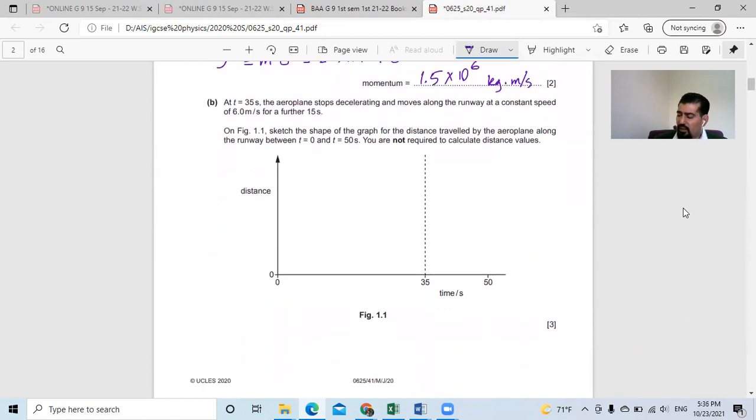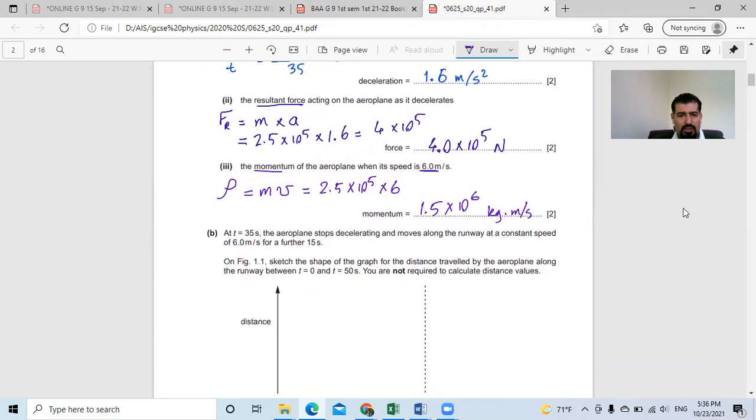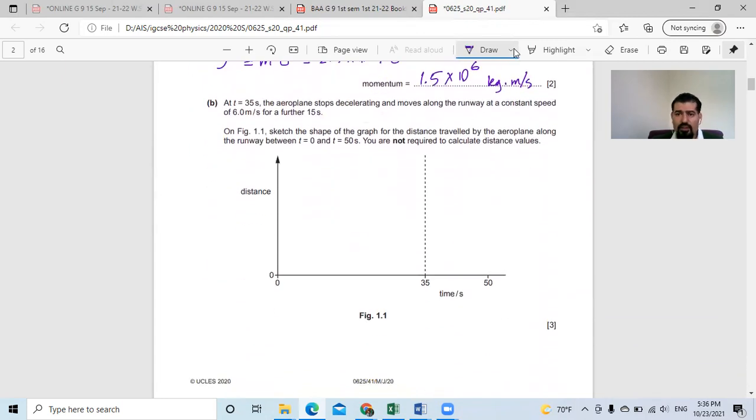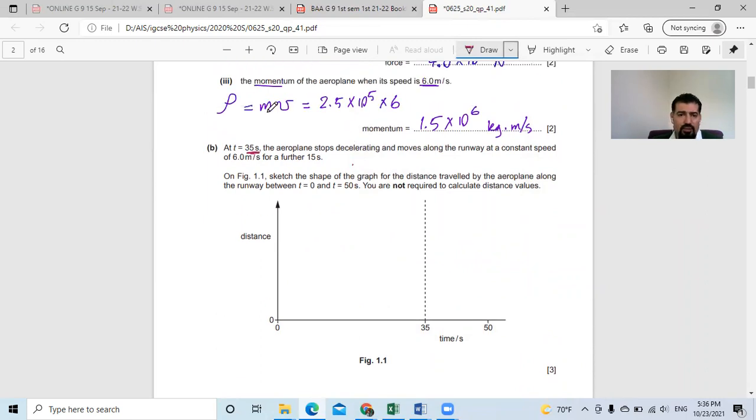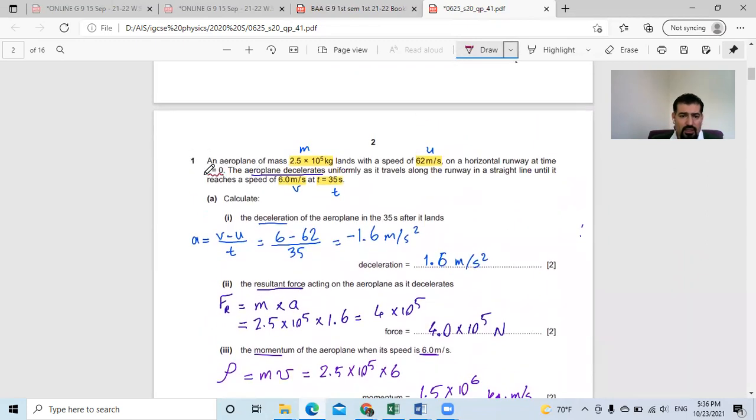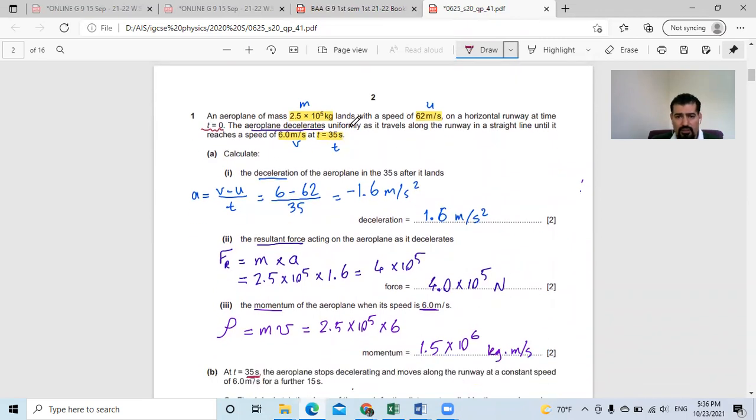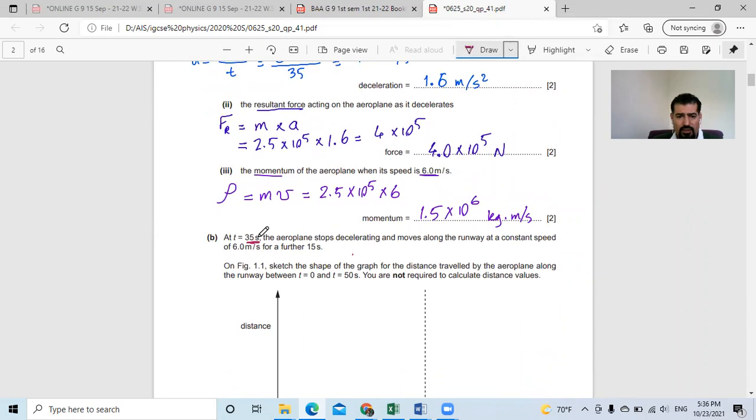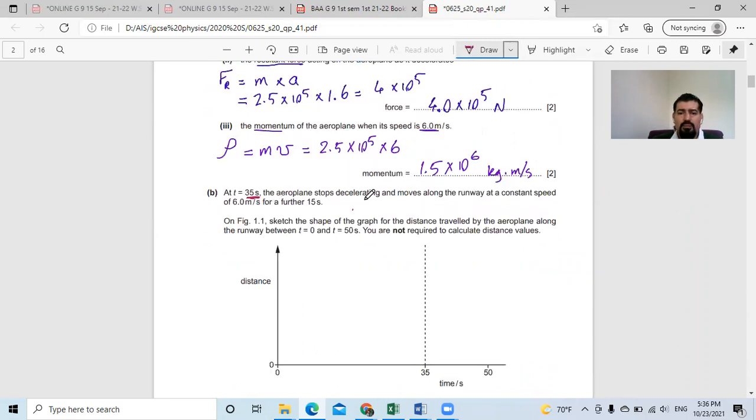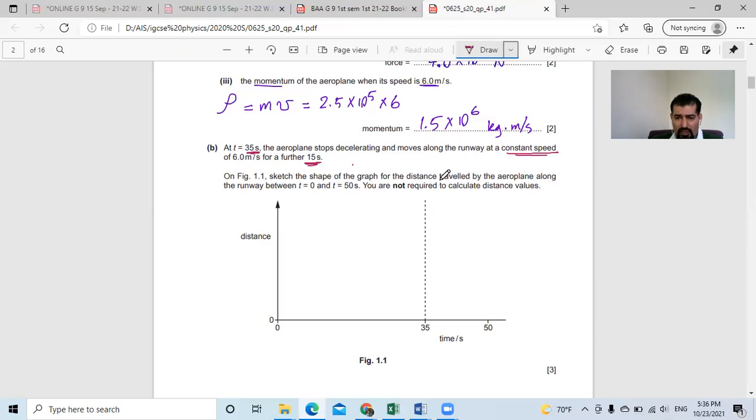Then they ask in part B, that's all of part A, it took 6 marks. In part B they ask to draw a graph from the information that we have. From t equals 0 until 35 seconds it was uniform deceleration. Then at t equals 35 seconds, the airplane stopped decelerating and moved along the runway at constant speed for another 15 seconds. So this is 35, plus 15, which is 50 seconds. Sketch the shape of the graph as it travels.